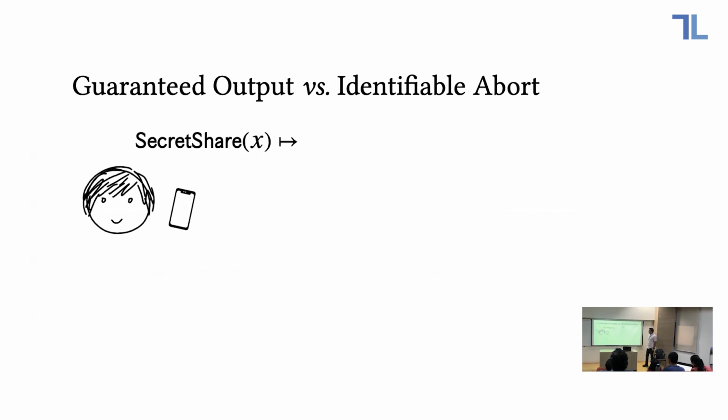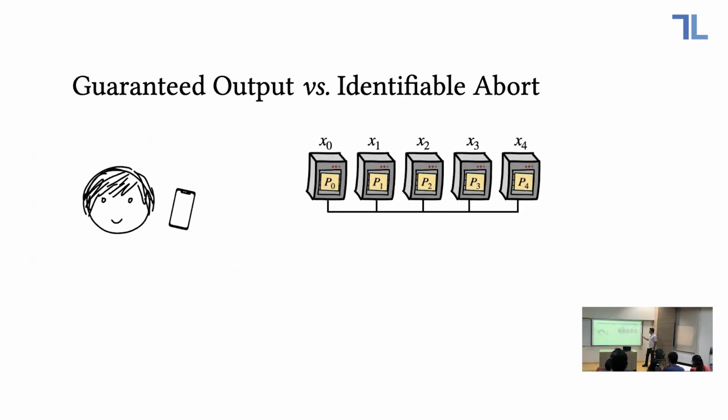Let's say we have a friend Bob who has some secret input. He can secret share this input amongst a bunch of servers and store each share on a different server. The reason he does this is when he wants to evaluate some function on these inputs, rather than evaluating it locally, he can run some sort of protocol amongst these servers and then get the output. And this is the configuration that we're looking at.